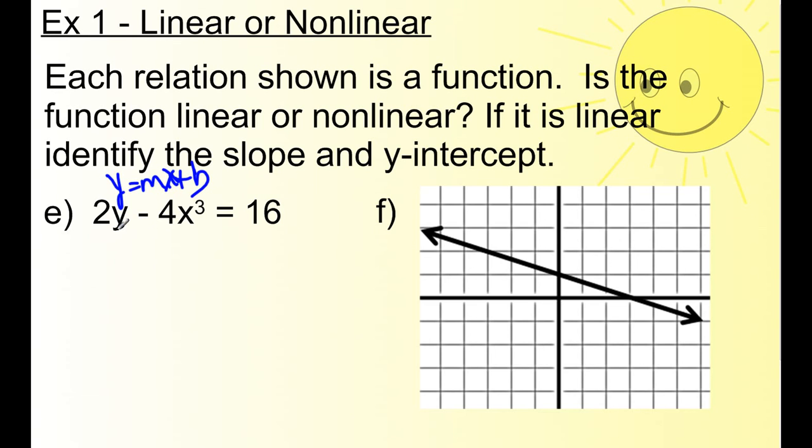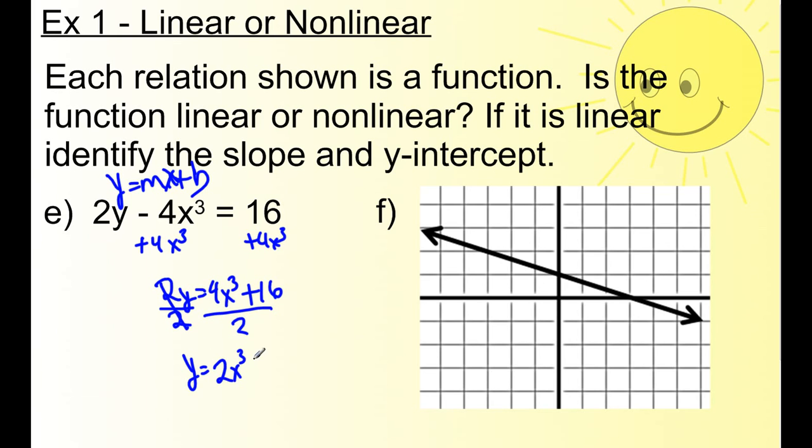So let's see. We've got to get the y by itself. If we add 4x cubed, and that's kind of weird, this cubed thing. 4x cubed. 2y equals 4x cubed plus 16. And then if we divide by 2, y equals, let's see, 4 divided by 2 is 2x cubed plus 8. Now, this almost looks like slope-intercept form, except for that funkiness of the exponent.